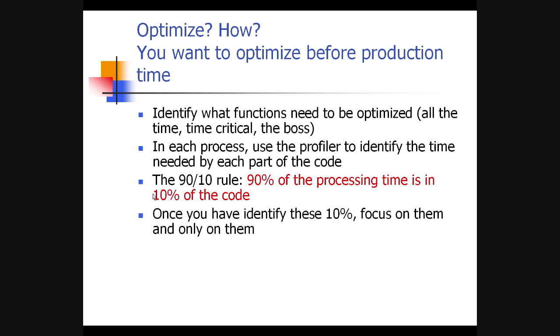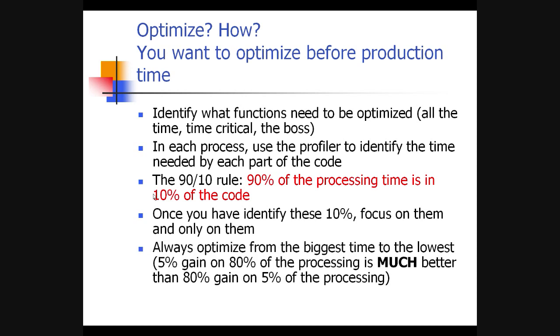Once you have identified this 10%, that's the focus. You don't want to spend any time on the remaining 90%. It's not important. That is where the time is spent. And always optimize from the biggest time spent to the lowest one. Remember, 5% gain on 80% of the processing is much better than 80% gain on 5% of the processing. You will have a much happier user base.